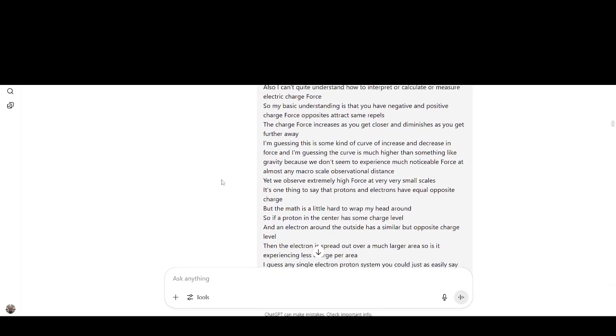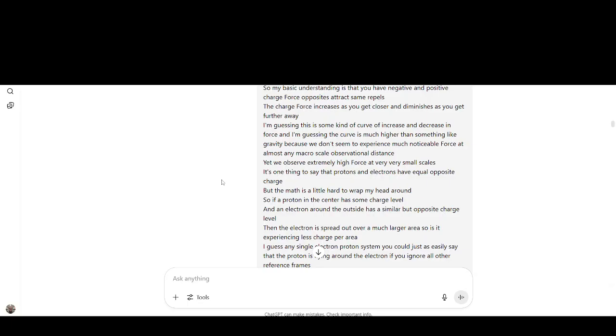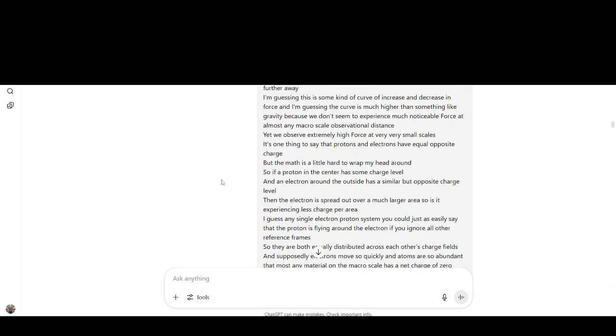Opposites attract, same repels. The charge force increases as you get closer and diminishes as you get further away. I'm guessing this is some kind of curve or increase and decrease in force, and I'm guessing the curve is much higher than something like gravity, because we don't seem to experience much noticeable force at almost any macro scale observational distance. Yet we observe extremely high force at very small scales. It's one thing to say that protons and electrons have equal opposite charge, but the math is a little hard to wrap my head around.